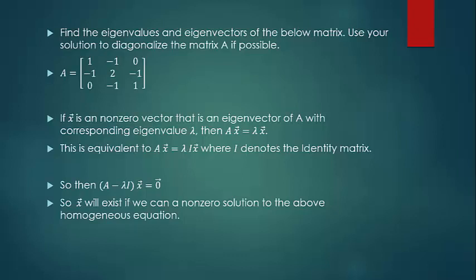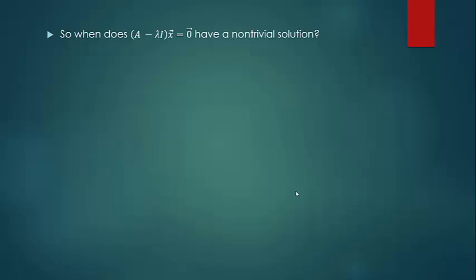So, the eigenvector x will exist if we can find a non-zero solution to this homogeneous equation. Alright, so here's the question. When does (A minus lambda I)x equals 0 have a non-trivial solution? When can I find a non-zero vector x such that this holds?